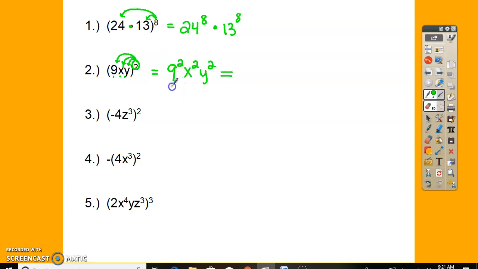Now, I can simplify that. 9 squared is really 81. Remember, that's 9 times 9. Gives me an 81, and then my variables stay exactly the same, x squared, y squared.